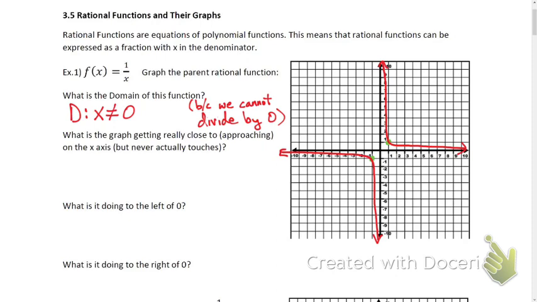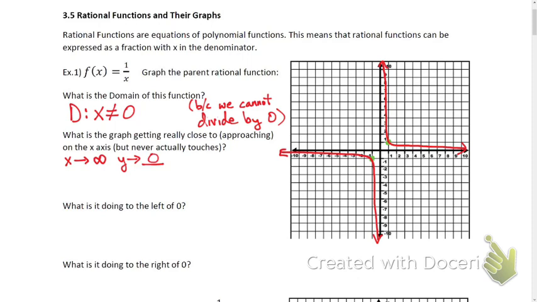Now what I typed below this is a little confusing, at least with notation, because in the math textbook it writes it like this: as x approaches infinity, what is y approaching? That's how it writes it. So what I tried to do, right above where I just wrote that, tried to write it in words. What is the graph getting really close to on the x-axis, but never actually touches? And that is 0.